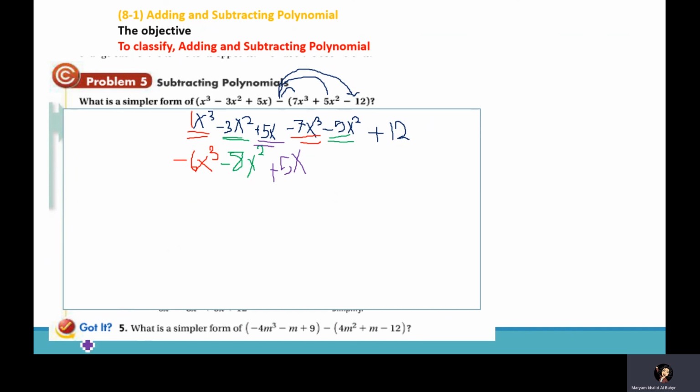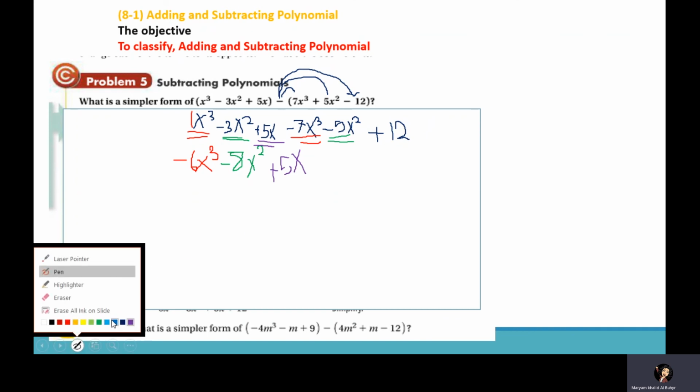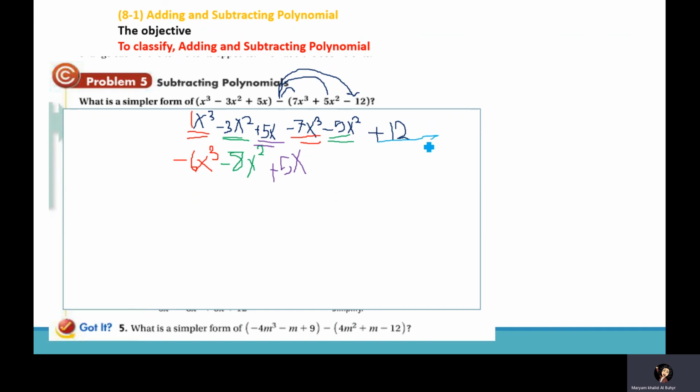Don't forget the remaining thing from the other one, which is this one. Nothing to add with the 12. There is no number alone. I'm done. So that's the idea. Let me do this one with you also. I'm going to copy it here.